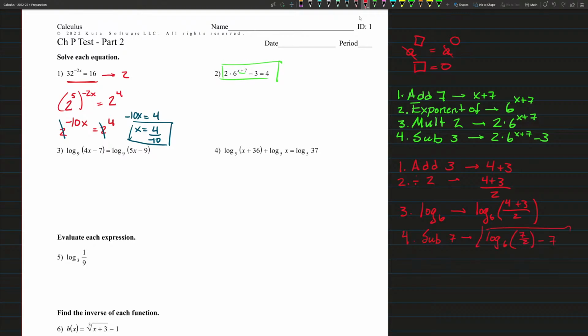Right, so this would be your answer. I'm not asking you to do that. What Elijah is saying is exactly right. We would just add 3 over, so we'd get 2 times 6 to the x plus 7 equals 7. We would divide by 2.